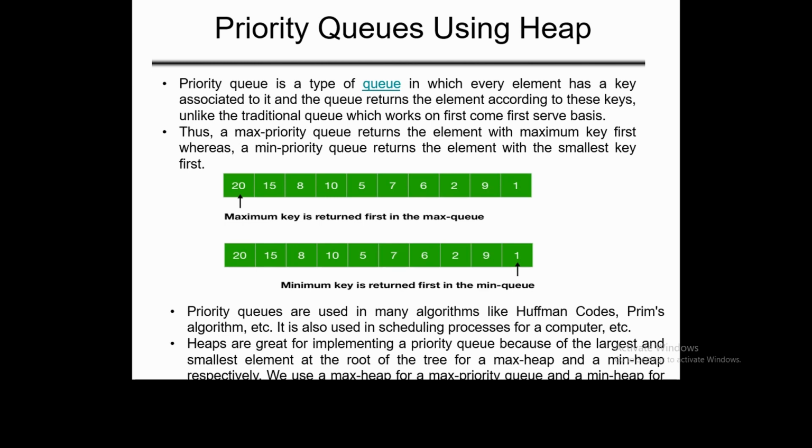So a max priority queue returns the element with the maximum key first, whereas a min priority queue returns the element with the smallest key. Okay, so this is the max priority queue, and this is the min priority queue. In this max priority queue, you can see this is the maximum priority of a particular task, so this will return the value 20, and this one is the min priority queue, it will return the min value.